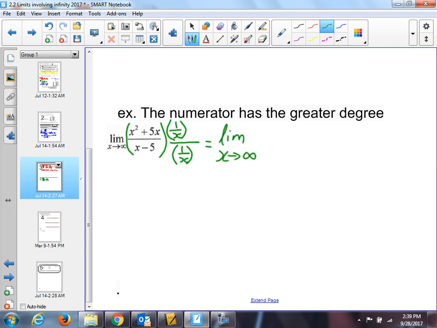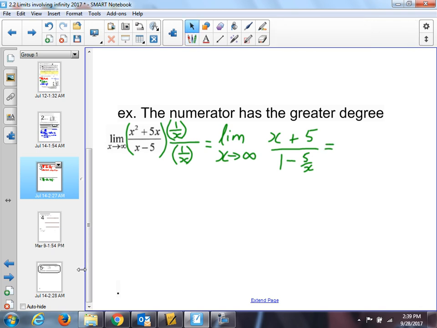I know this turns into x plus 5, 1 minus 5 over x, right? Now I gotta stop and think about this. You gotta work this one. So this is like infinity? Well, this is where you're thinking this through, yeah.